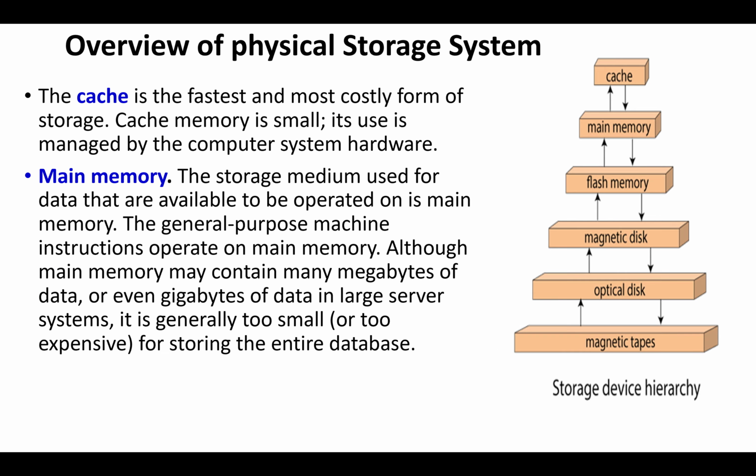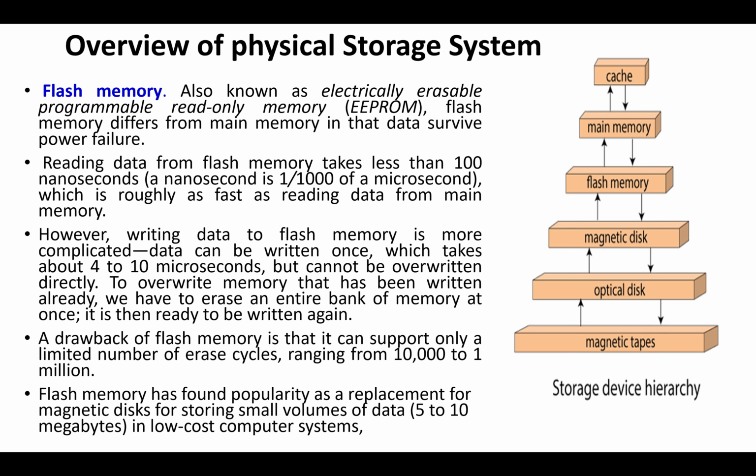Moving forward, we will see the overview of the physical storage devices. Talking about cache, the cache is the fastest and most costly form of storage. Cache memory is small and is managed by the computer system hardware. Second is the main memory, the storage medium used for data that are available to operate on. The general purpose machine instructions operate on main memory. Although the main memory may contain many megabytes or even gigabytes of data in large server systems, it is generally too slow and too expensive for storing the entire database.